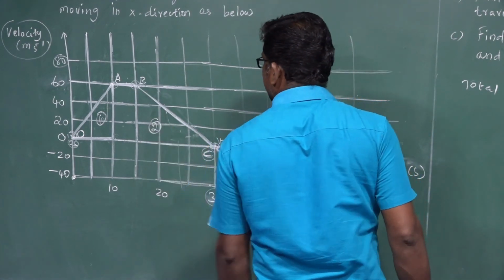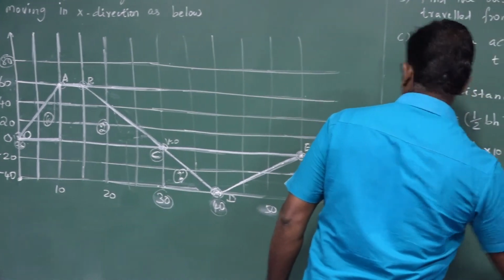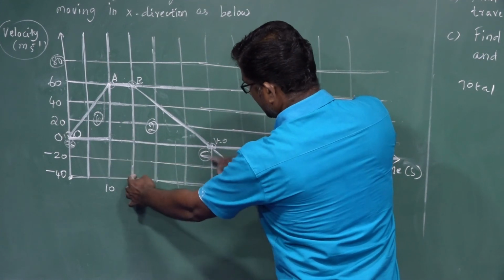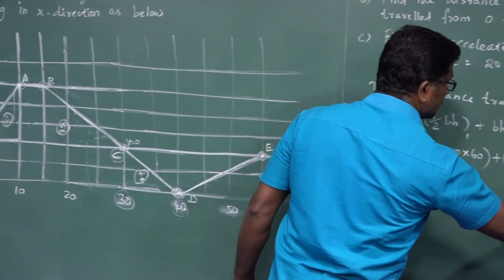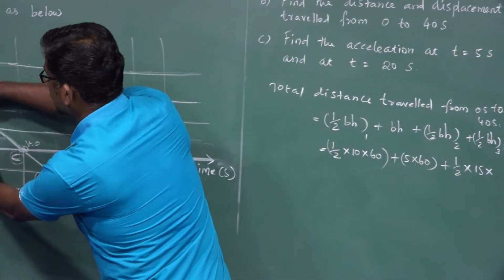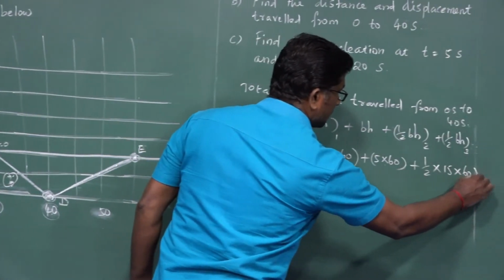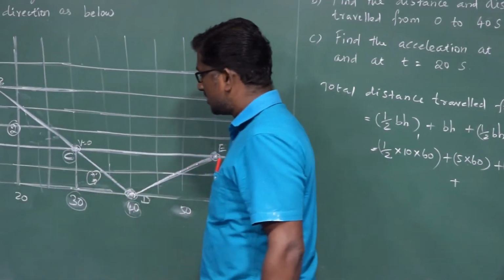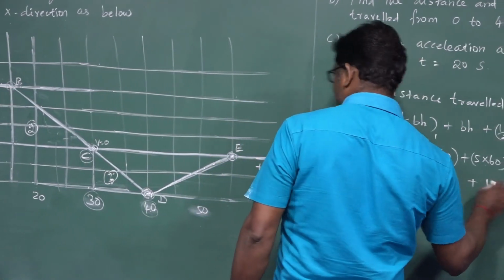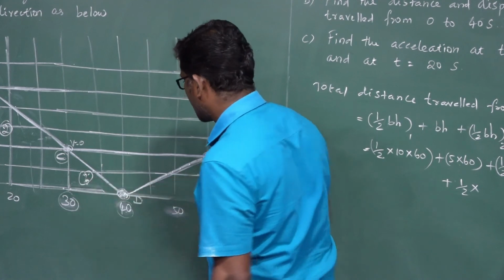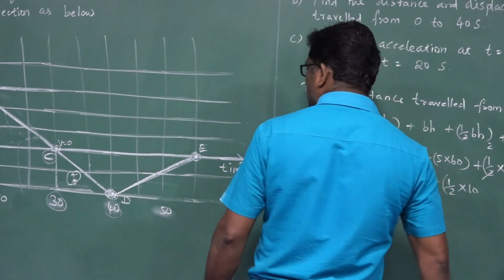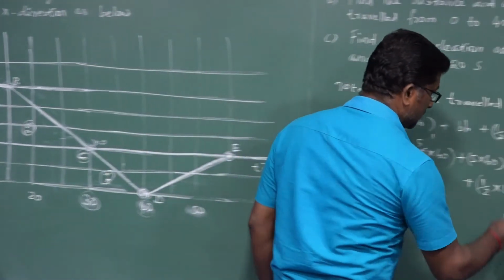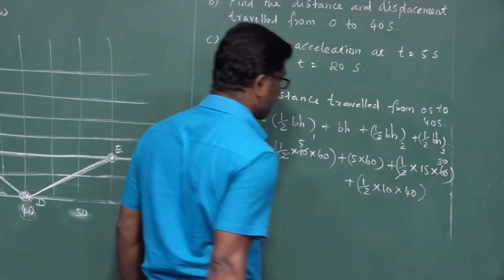Area of the second triangle: here the breadth value is B to C. So this is 30 and this is 15. So 30 minus 15, 15. And the height value is the same, 60. So the area of the second triangle is over. Then finally the area of the third triangle: B value 40 minus 30, 10. The height value is 40 in this triangle. So into 40.